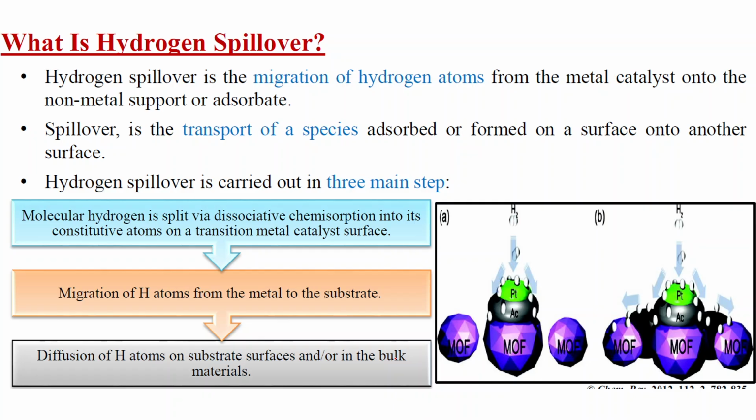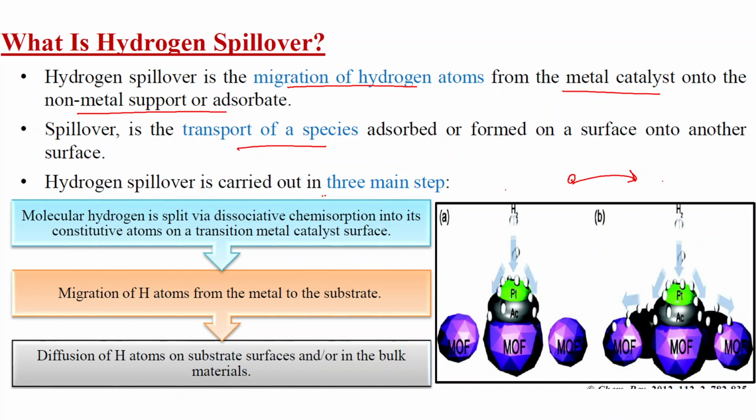What is hydrogen spillover? It is basically the migration of hydrogen atom from the metal catalyst onto the non-metal support or adsorbate. Spillover is a transport of species adsorbed or formed on a surface onto another surface. For example, if there is a metal and there is an adsorbate, the hydrogen easily migrates from one surface to another surface.